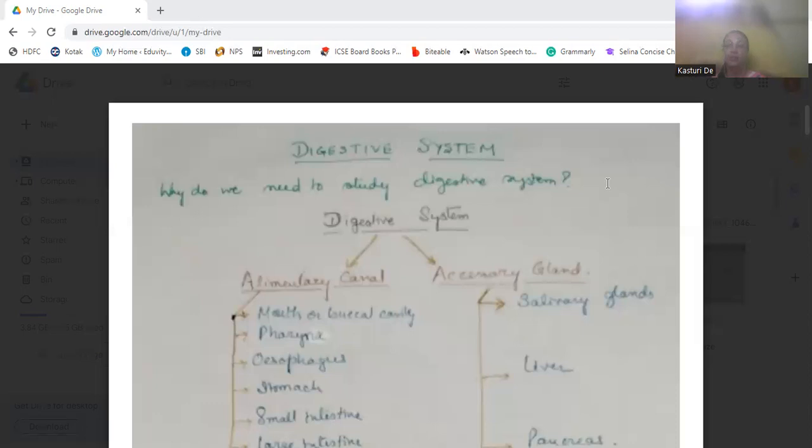Then comes the largest gland of our body, the liver, which also secretes some juices which help to convert the food into simpler substances. Then the pancreas also gives some enzymes, and some hormones are also secreted by the pancreas to store the food. So all these processes are carried on to perform digestion in our body.